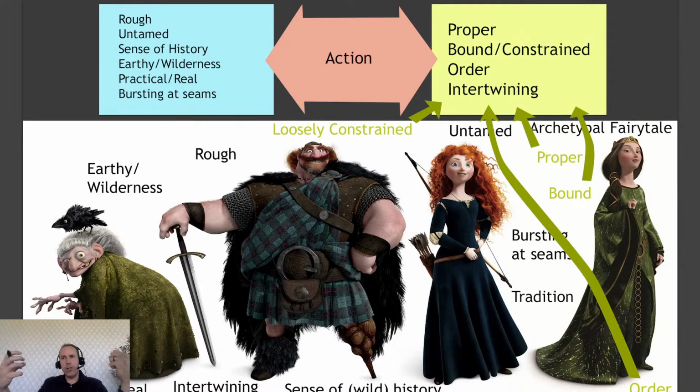Now, these aren't singular ideas, they're complicated ideas, but we can categorize the visual ideas into these groups. Now, we don't have an action yet. We've used everything basically here, and we can't say archetypal fairy tale goes in here, or tradition goes in here, the things that we haven't used. That doesn't really work. What I want to point out is that some of these things, bursting at seams and intertwining, even the idea of constraining, are actually actions.